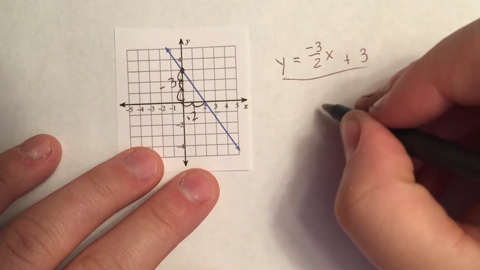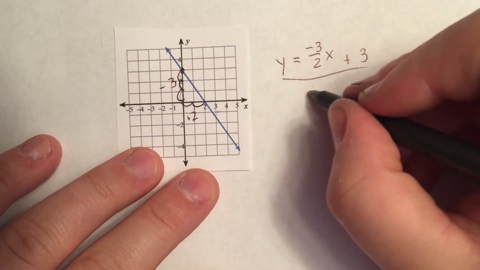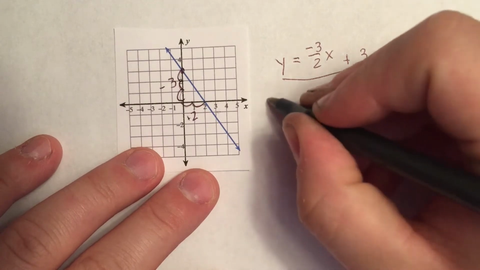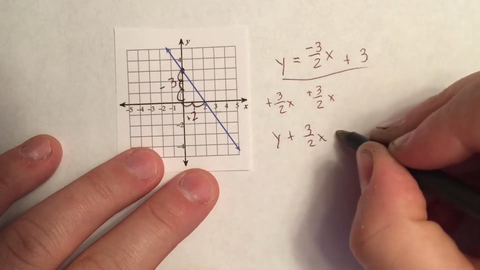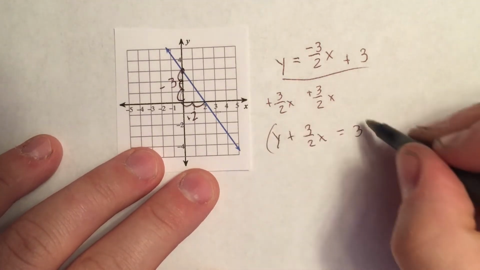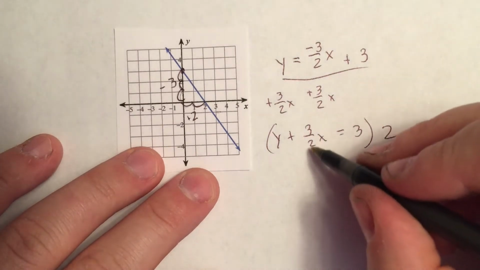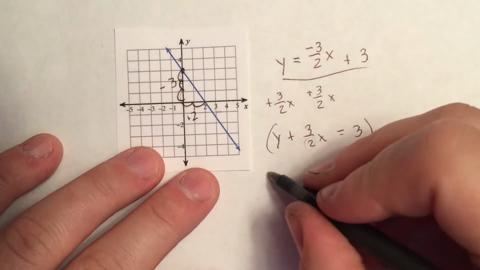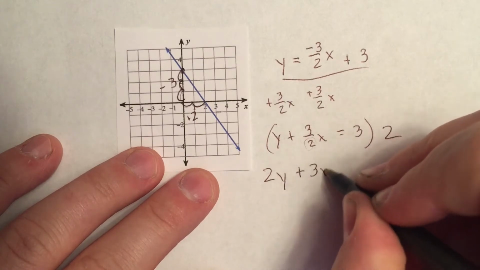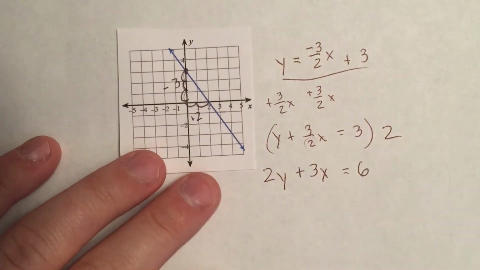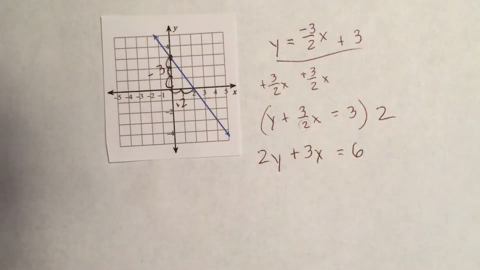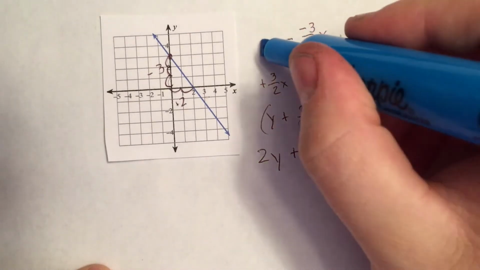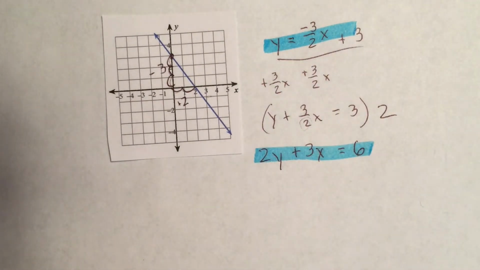Well, we just need to get the variables on one side and try to get rid of the fractions. So first, we're going to add 3/2 x to both sides. I got y plus 3/2 x equals 3. I'm going to multiply both sides by 2. Why? Because that 2 will reduce this denominator, getting 2y plus 3x equals 6. So there we have it. We have the linear equation in standard and slope-intercept form. The beautiful thing is, both of these forms are equivalent. Let's keep going right along here.